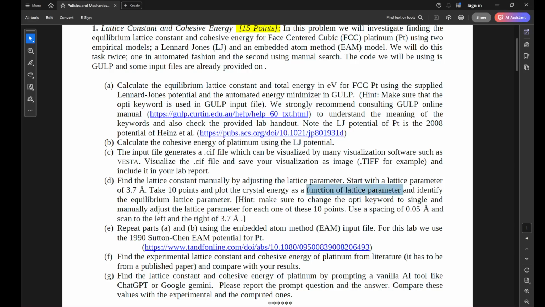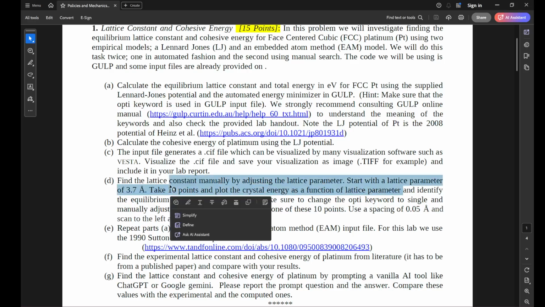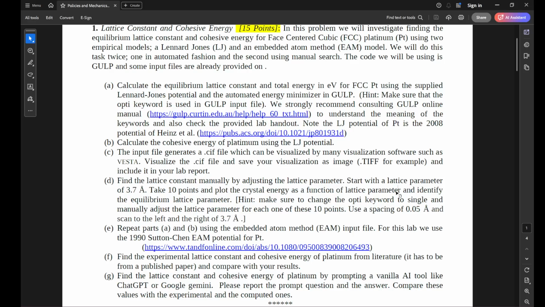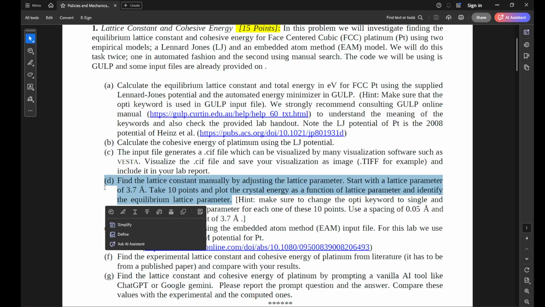This is a very, very fundamental plot, which is basically energy as a function of volume. This is like a mechanical equation of state for the material. It's a very, very fundamental quantity. And in later exercises, you learn how to extract some useful mechanical properties from this equation of state. Then the question is asking us to identify the equilibrium lattice parameter by eye. So rather than an automated search algorithm, we will do this by eye.